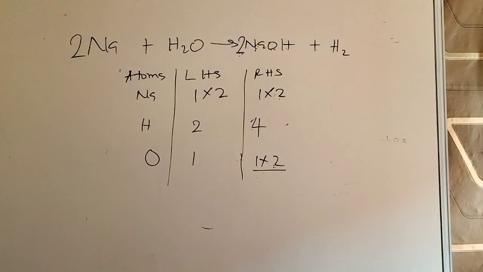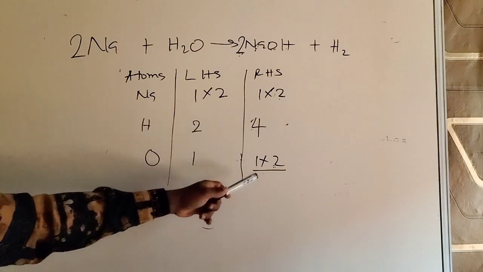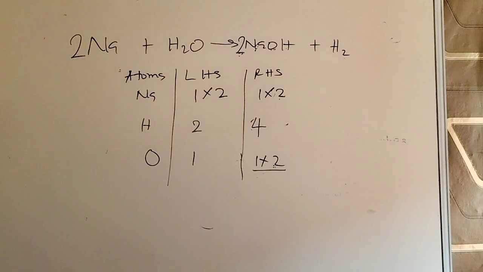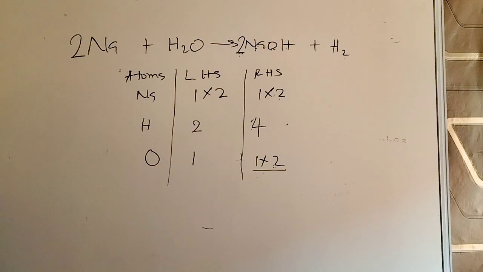So having done that, you go to the board again. Now it becomes somehow easier to balance, because you see that 4 is a multiple of 2, and 2 is a multiple of 1. So it becomes easier for you to balance now. You can start with hydrogen, or you can start with oxygen. So let me start with hydrogen.